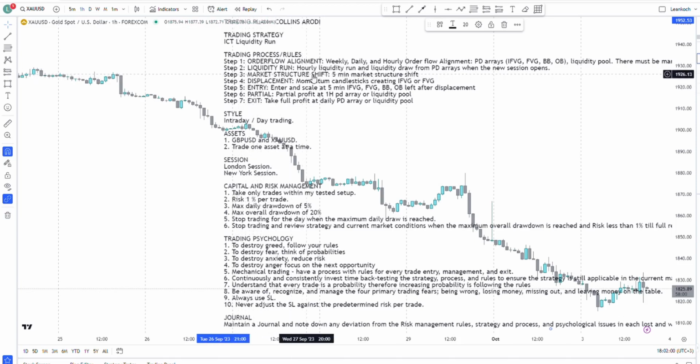Then step 3 is market structure shift. On 5 minutes, I would want to see a market structure shift followed by a displacement. And that is when I can now enter the market.